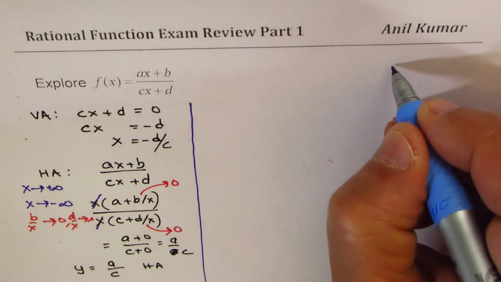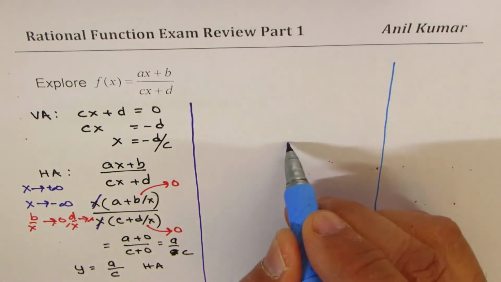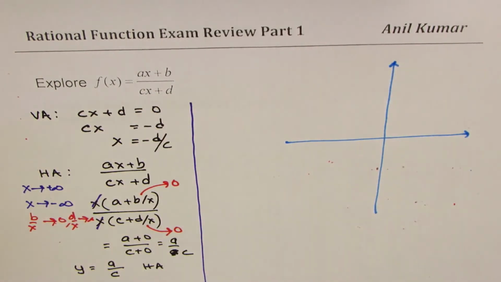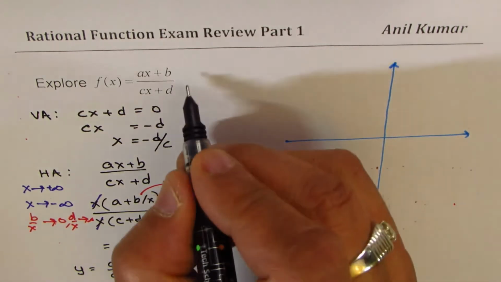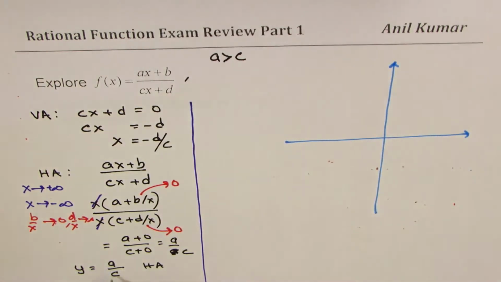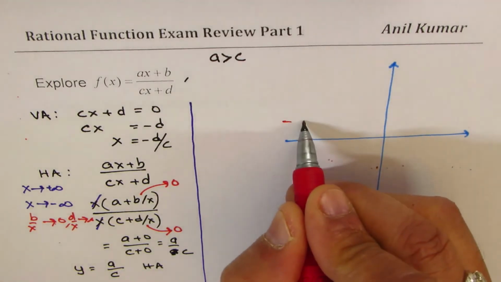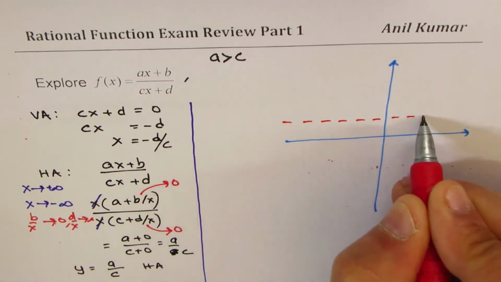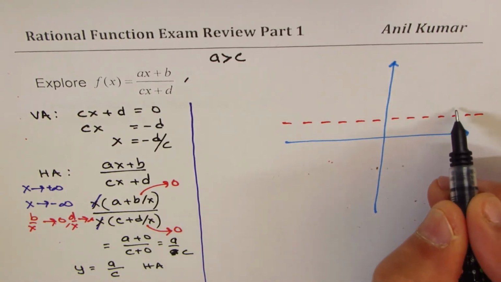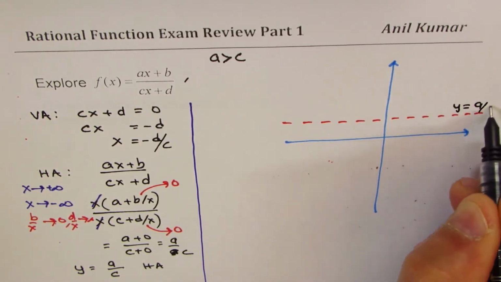Let me sketch this here. So we're just making a very general sketch here. We'll assume that a is greater than c, so this value is greater than 1. So we are saying that let this horizontal asymptote be right there. So the value here is y equals a over c.